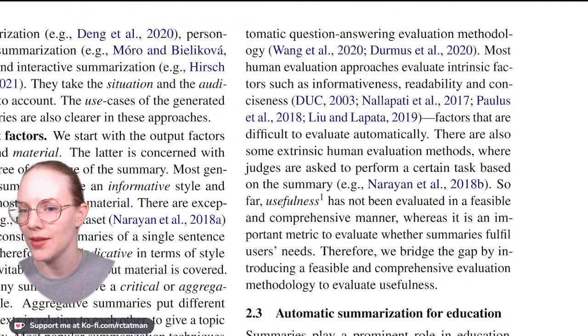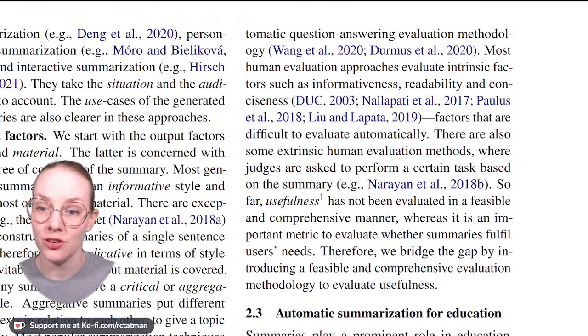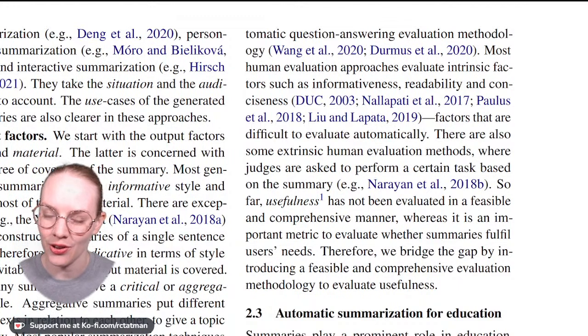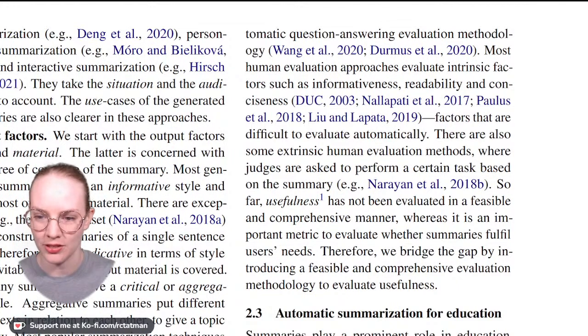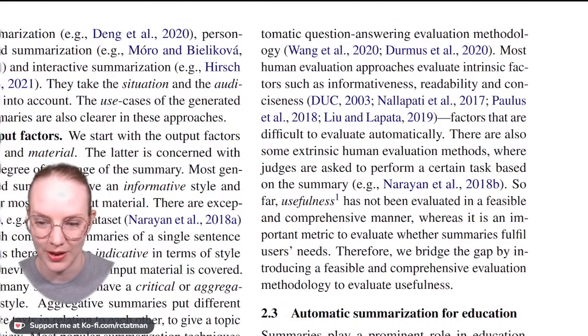Most human evaluation approaches evaluate intrinsic factors such as informativeness, readability, and conciseness, factors that are difficult to evaluate automatically. Yes, understatement. There are also some extrinsic human evaluation methods where judges are asked to perform a certain task based on the summary. So far, usefulness has not been evaluated in a feasible and comprehensive manner, whereas it is an important metric to evaluate whether summaries fulfill users' needs. Therefore, we bridge the gap by introducing a feasible and comprehensive evaluation methodology to evaluate usefulness.